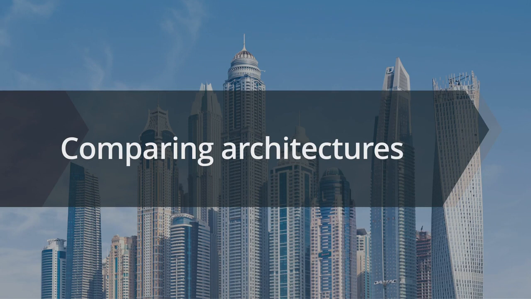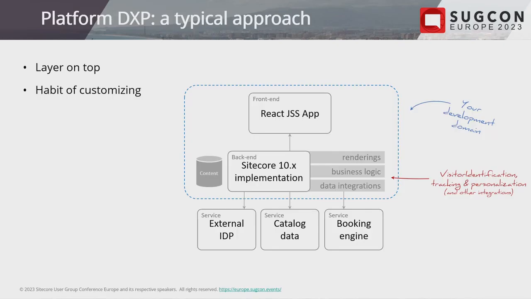So when we are going to compare architectures, and I don't mean comparing the architectures of Sitecore, but of our own implementations, we see some important differences. First, let's start with what I would typically see when you see a Platform DXP. And disclaimer, every solution is different, and you do not necessarily have to build it like this. But we often see that we layer on top of the Sitecore implementation, the Sitecore installation. And you can see there that we have renderings, we do have business logic, and we do have our data integrations.